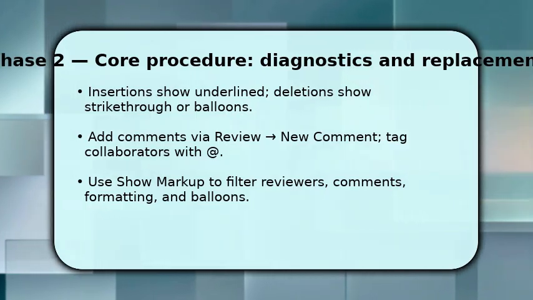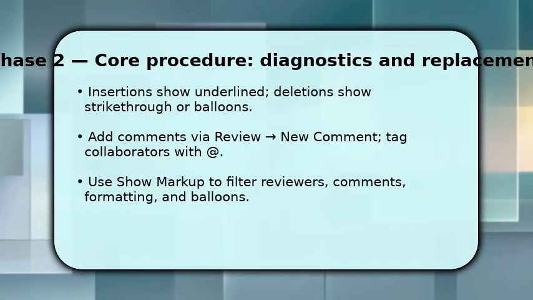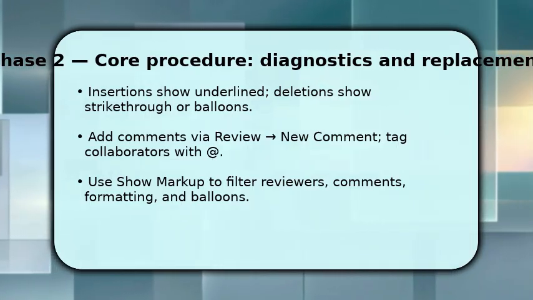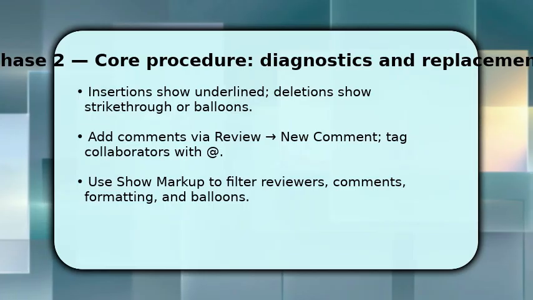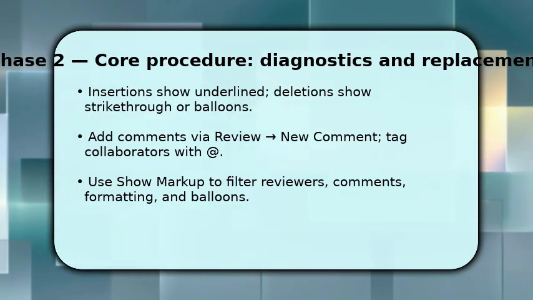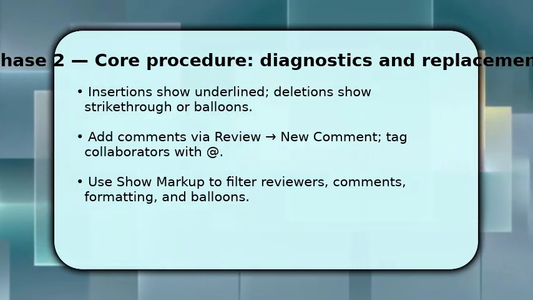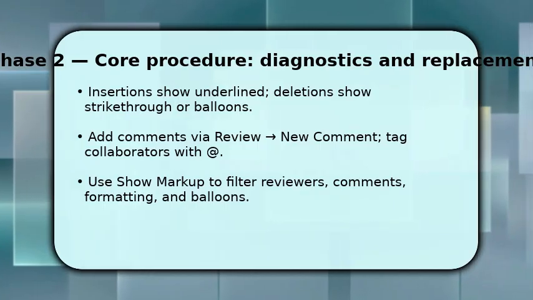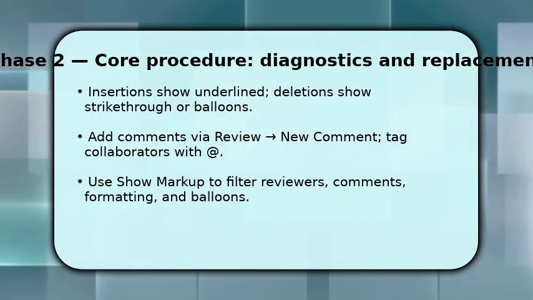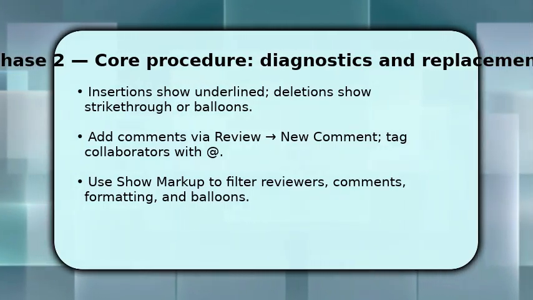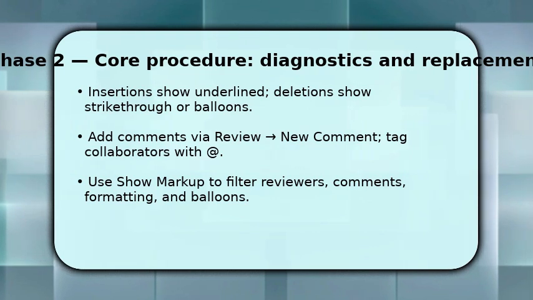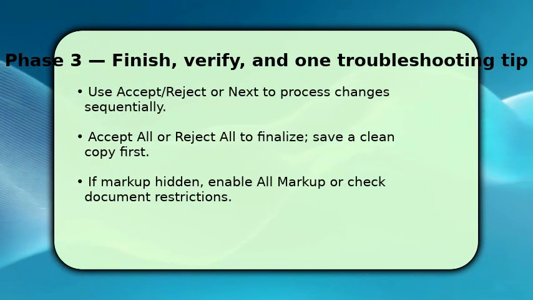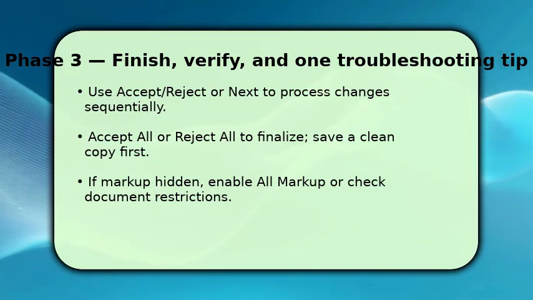for explanations or instructions. Make sure Show Markup is configured so you only see the reviewer and markup types you need. If multiple people edit, filter by reviewer to focus on one person's changes. Once comfortable, use the next pane to step through each change methodically. Finish by reviewing changes. Use Next and Accept or Reject to handle items one by one, which preserves context.